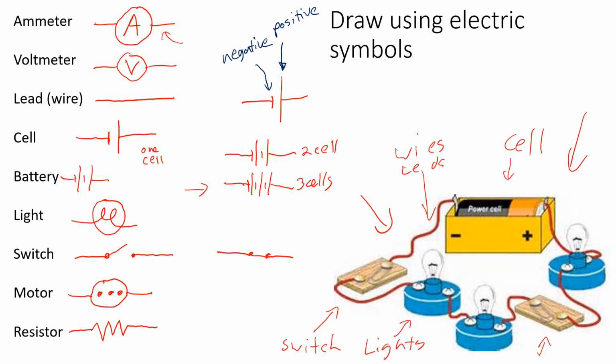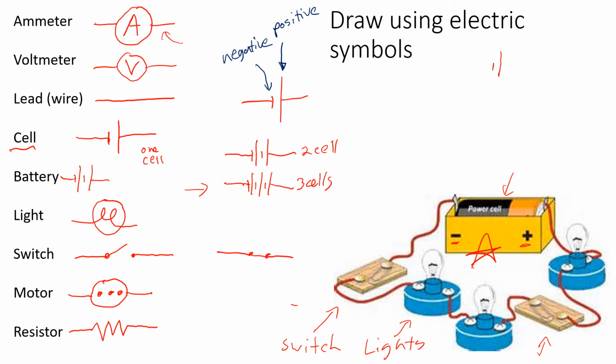So I'm just going to erase some of this stuff right here. If we were to draw a circuit like this one right here, it would take forever to draw, but if we draw it using these symbols, it's much, much quicker. So this would be a cell. We look up what a cell is, and the negative side is right here, and the positive side is right here. So I'm going to write the negative side like this, the positive side like that.